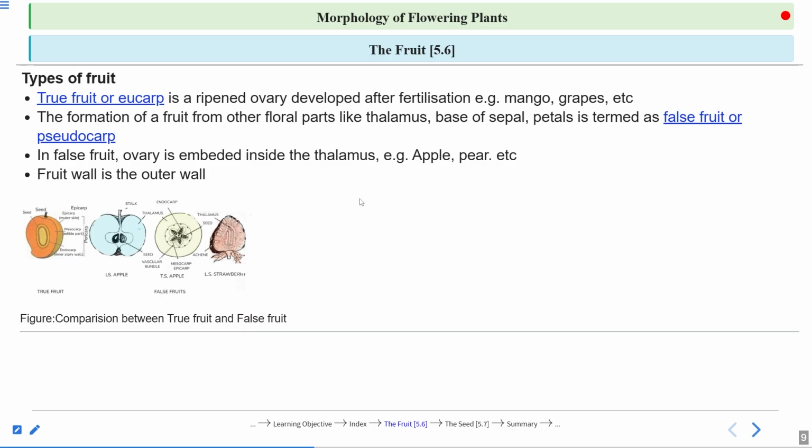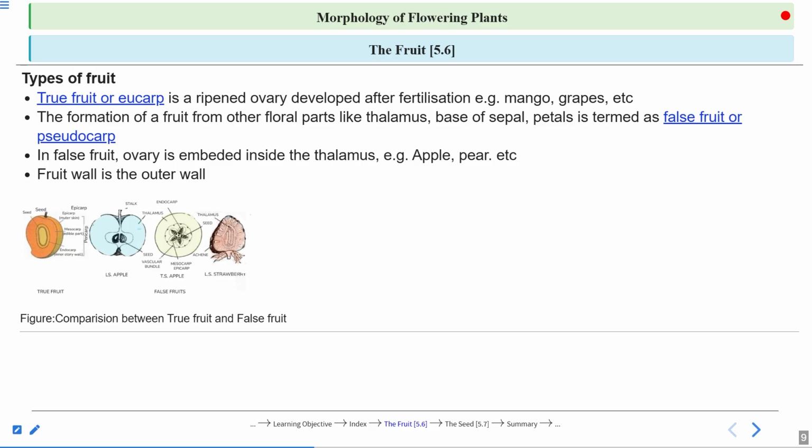So this is very important to understand, the types of fruit, true fruits and false fruit. I'm again coming to that. Okay, repeating that. True fruit is the fruit that is formed by the ovary, and false fruit is that formed by parts other than the ovary. Basically, normally it is formed by the thalamus, but sometimes it is formed by the sepals, petals also, right?